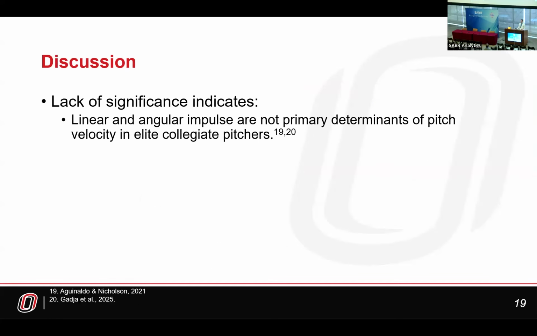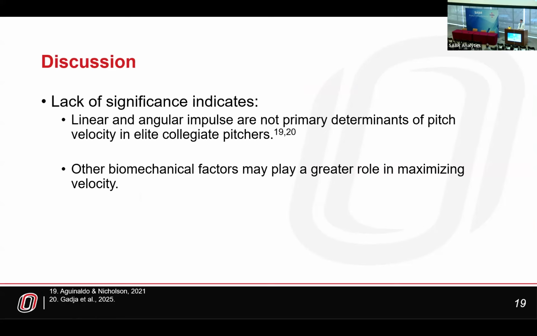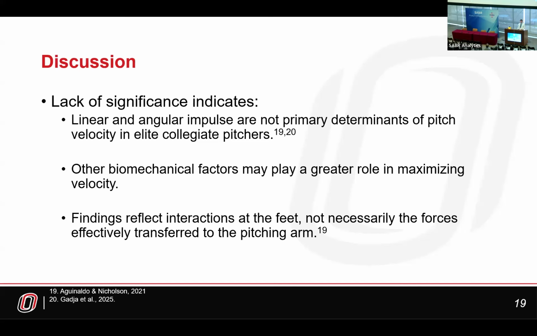So there was also a lot of lack of significance in all the variables that we looked at. And so this indicates that linear and angular impulse are not primary determinants of pitch velocity in elite collegiate pitchers, and that other biomechanical factors may play a greater role in maximizing velocity. This goes along with what the biomechanist shared in the panel yesterday, where there's a lot of things interplaying in the pitch sequence that contribute to pitching performance. Also, we were looking at an interaction occurring at the feet with ground reaction forces, and these aren't necessarily the same forces that are being transferred effectively up to the pitching arm. So further research could look into the impulse at the pitching arm itself.